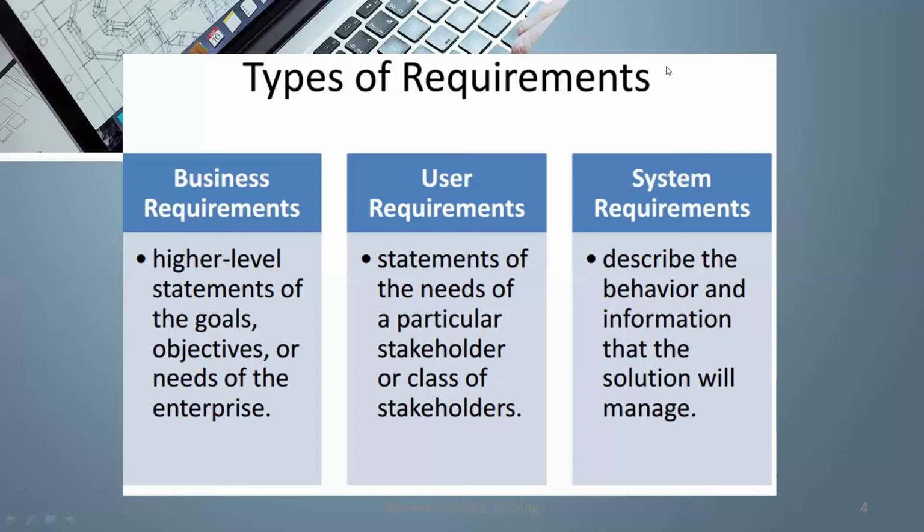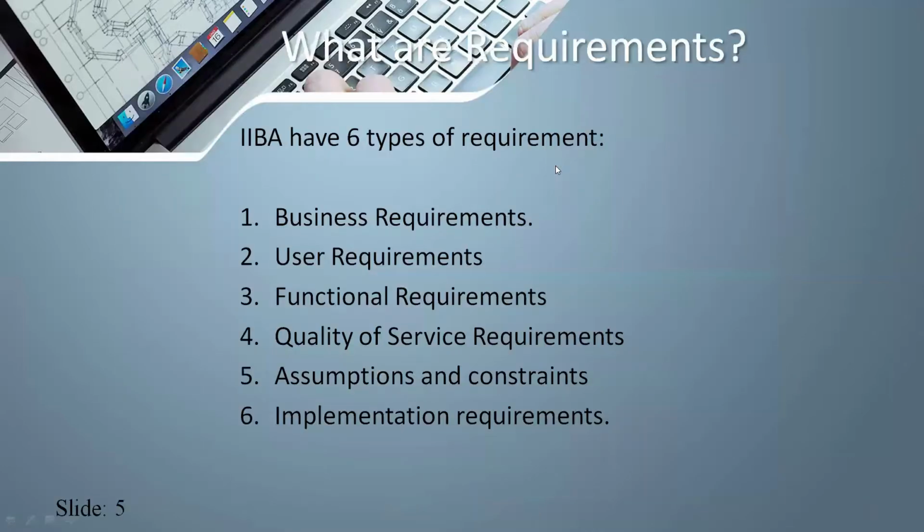Okay, so at a high level, these are the three requirements, but IIBA has broken them into six. So your business and user are 1 and 2. The system requirement is broken down into 4 parts: your functional, quality of service, assumptions and constraints, and implementation requirement. The quality of service is also called non-functional. QoS, quality of service, is called non-functional. And then assumptions and implementation requirement. Business requirement as it is what we discussed. System requirement as it is what we discussed.